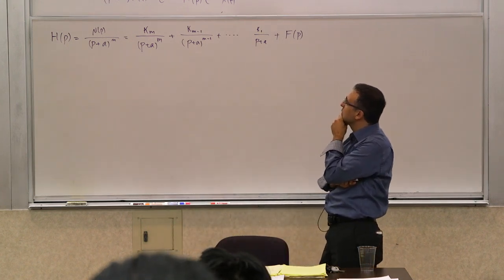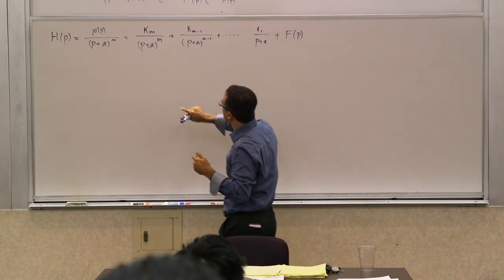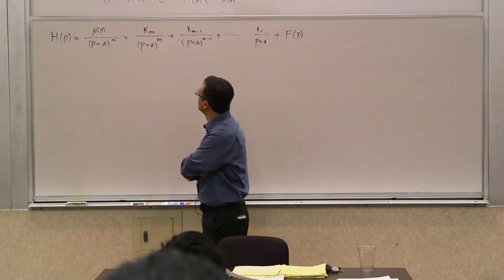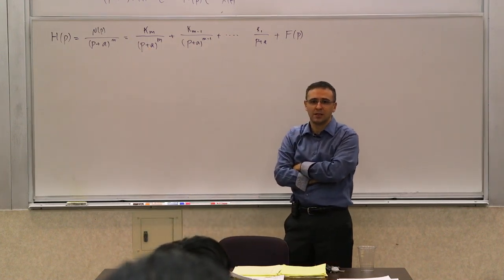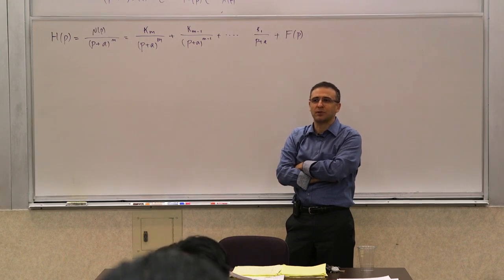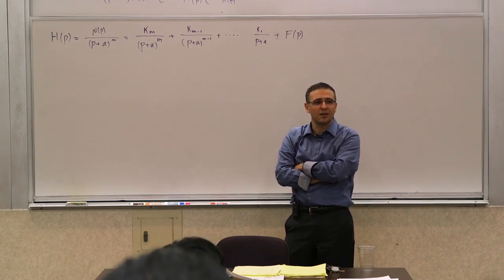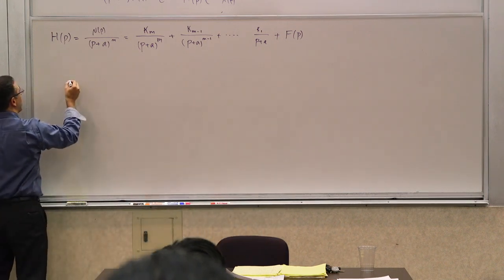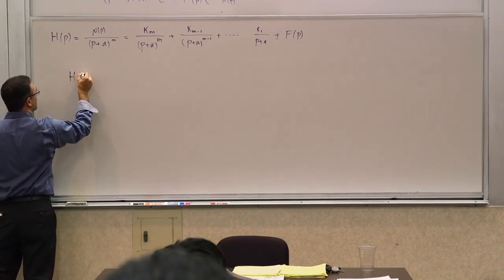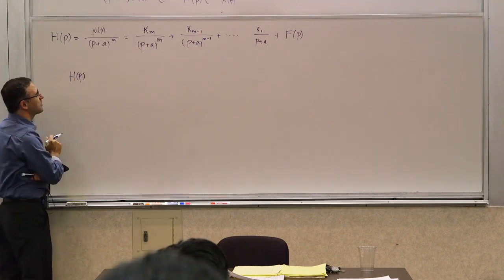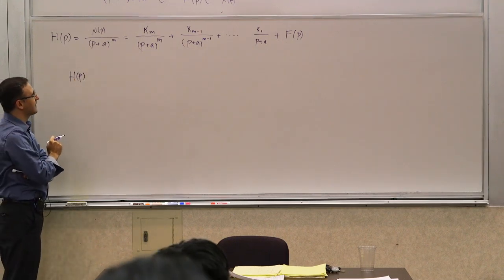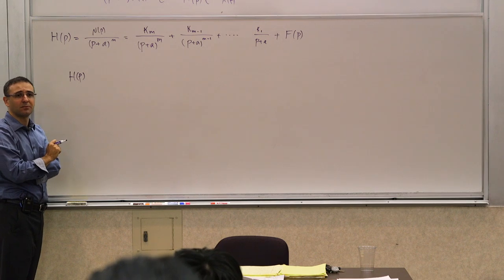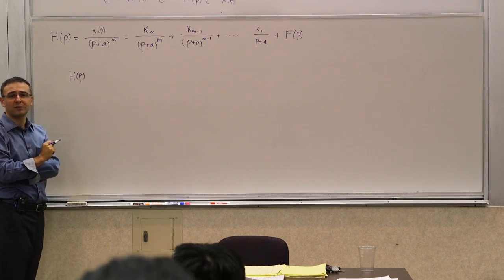So how do I find the coefficient k_m? K sub m. How do we find that? If you use the previous trick, can you think of a similar trick here? If I'm going to multiply H of p by something to get this coefficient k sub m, what should I multiply to just leave me with k_m?